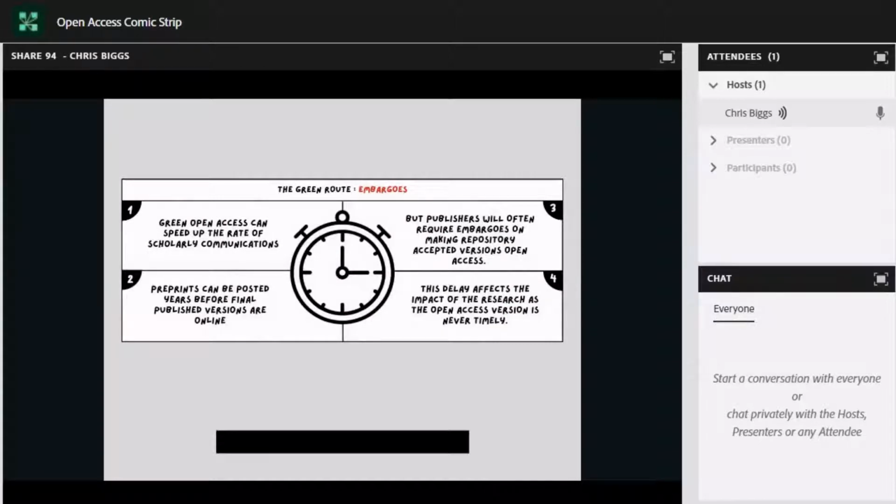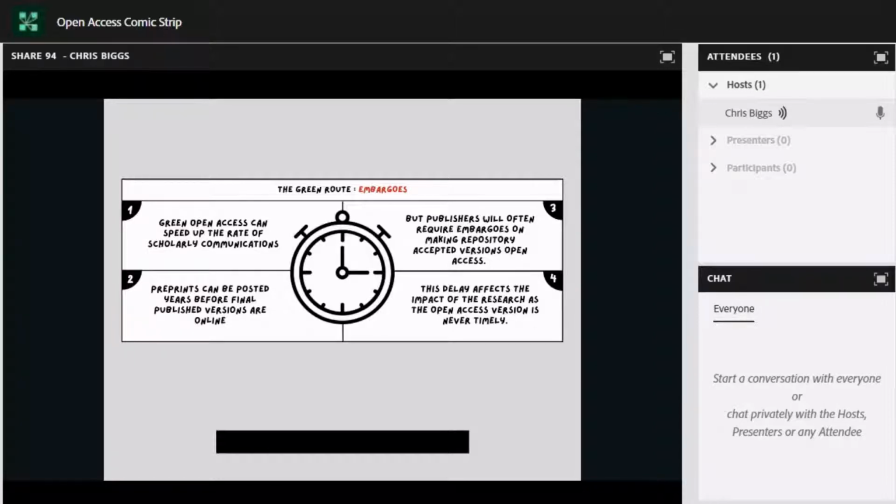Green open access can speed up the rate of scholarly communications. Preprints can be posted years before the final published versions are available online. However, publishers will often require embargoes on accepted versions in repositories, and this delay affects the impact of the research as the open access version is never timely.